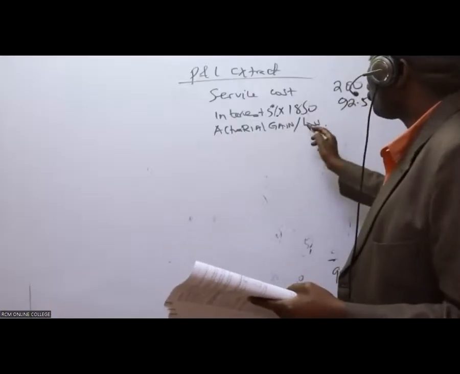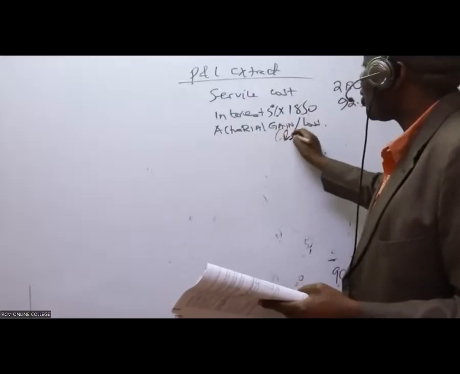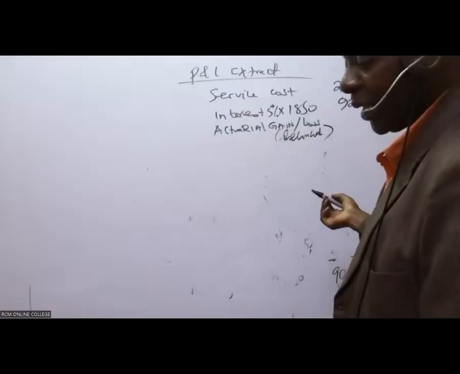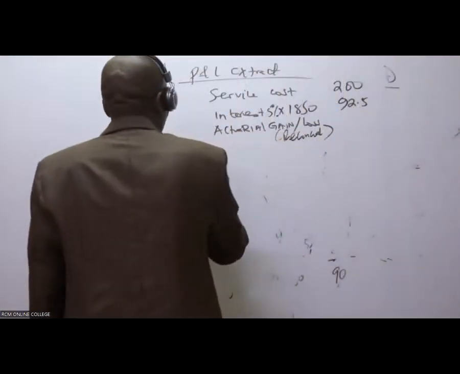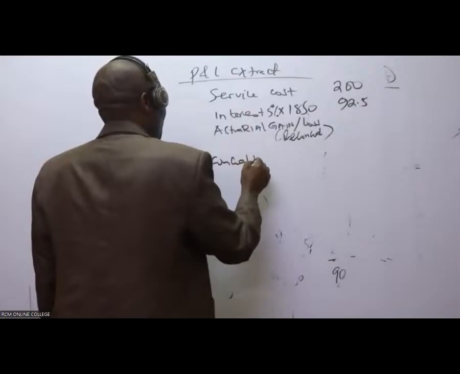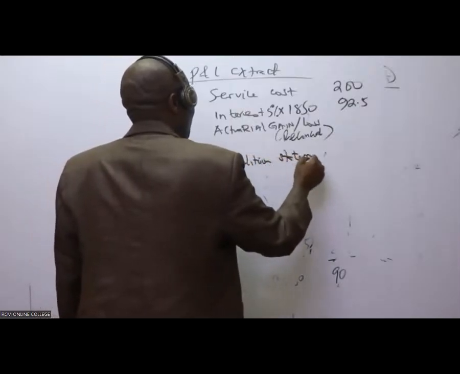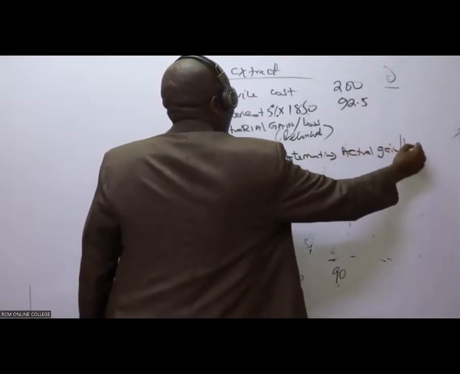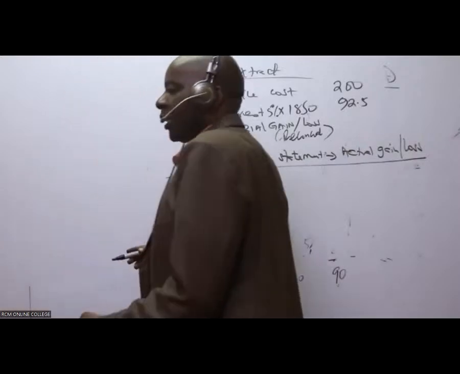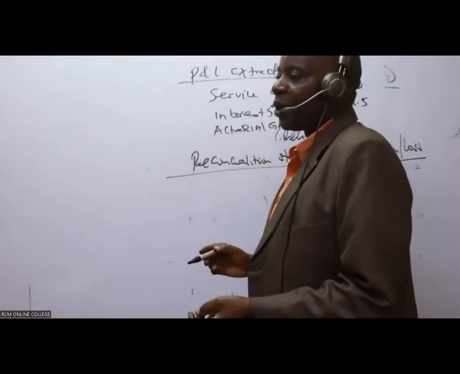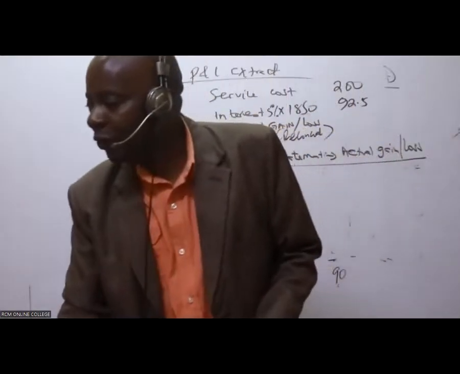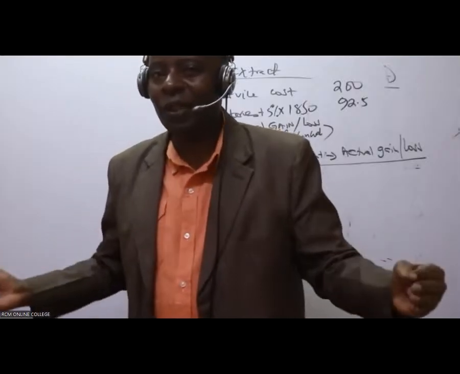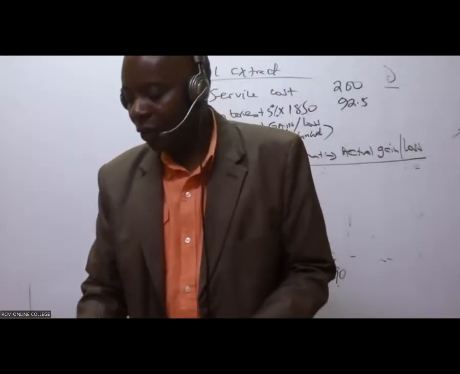Then actuarial gain or loss, for this I need the reconciliation. And this reconciliation is not very hard. So in this case, a reconciliation statement, for purposes of getting the actuarial gain or loss. So give me, ladies and gentlemen, the opening, give me the movement from the beginning of the year to the end of the year.